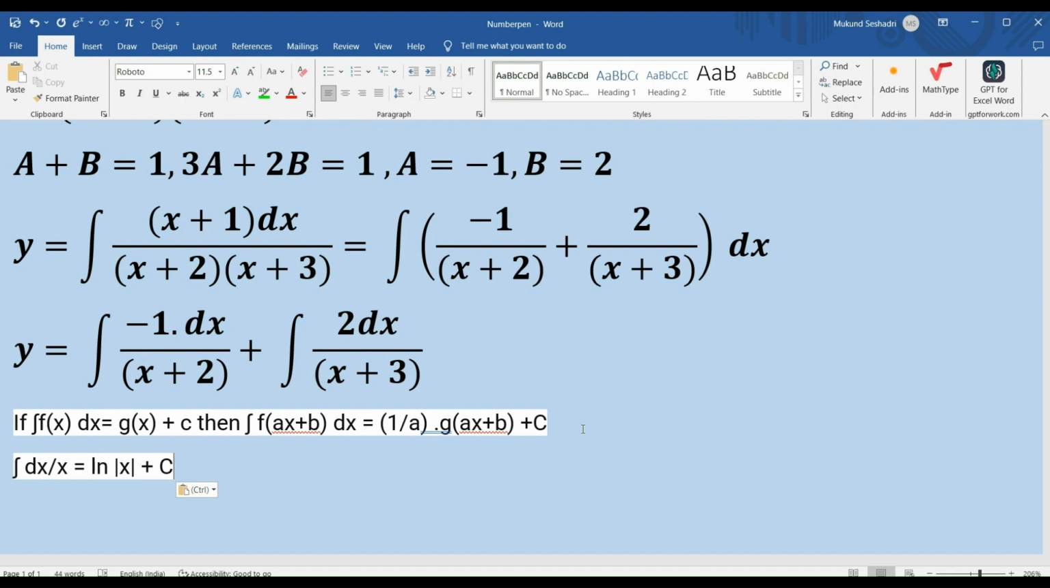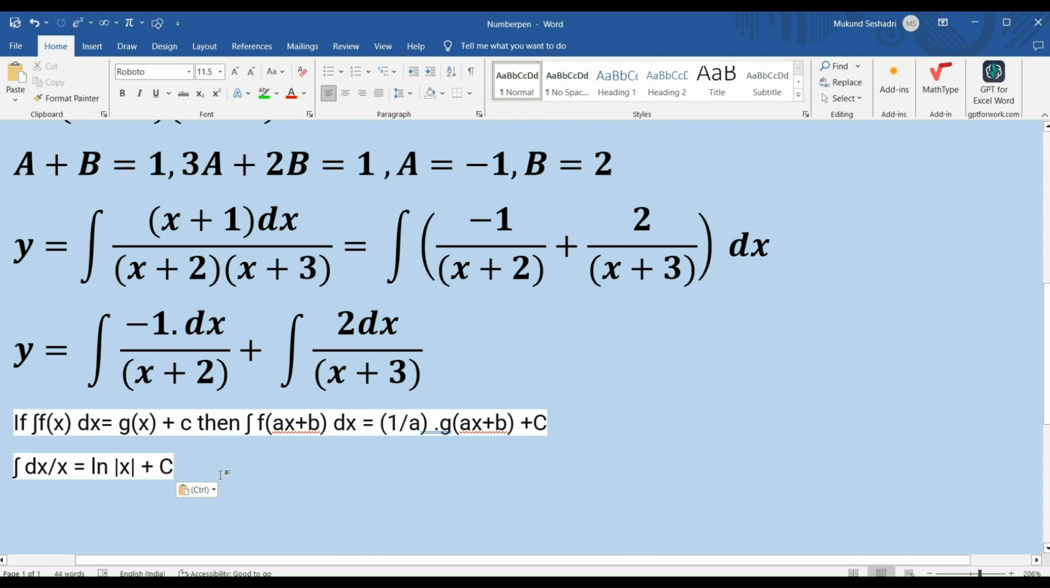If integral of f of x dx equals g of x plus c, then my integral of f of ax plus b dx is equal to 1 by a times g of ax plus b plus c, right? Which means if I know my integral of f of x dx, then whenever my x is replaced by ax plus b, I can very quickly arrive at my integral of f of ax plus b dx. It is nothing but 1 by a times g of ax plus b plus c, where g of x is the integral of f of x, right?